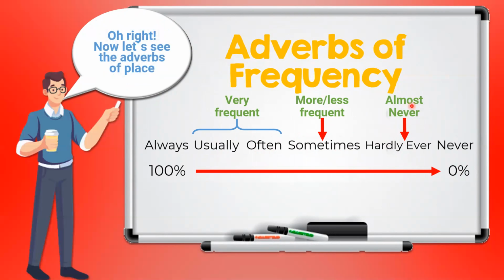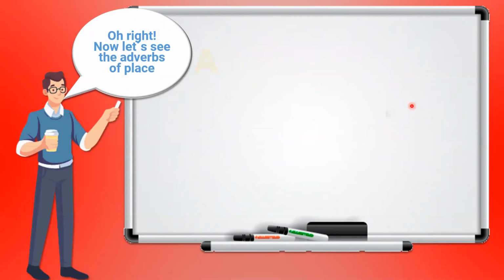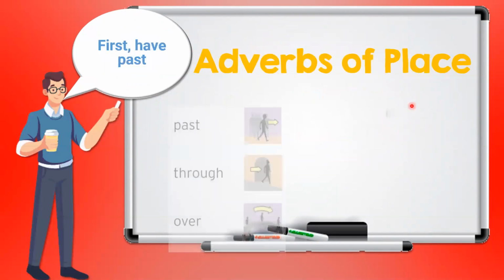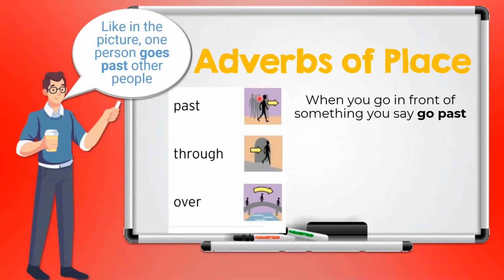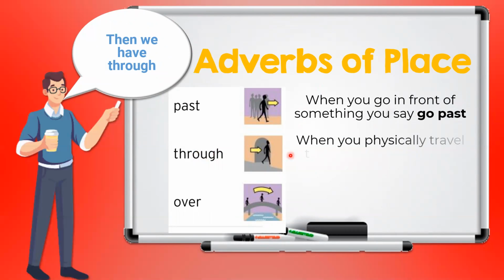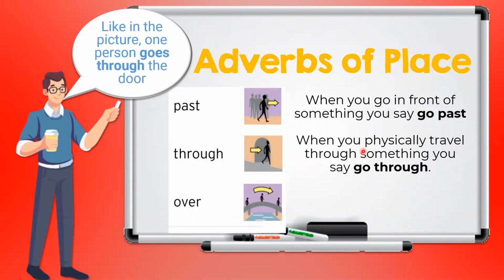All right, now let's see the adverbs of place. First, we have past. When you go in front of something, you say go past. Like in the picture, one person goes past another people. Then we have through. When you physically travel through something, you say go through. Like in the picture, one person goes through the door.